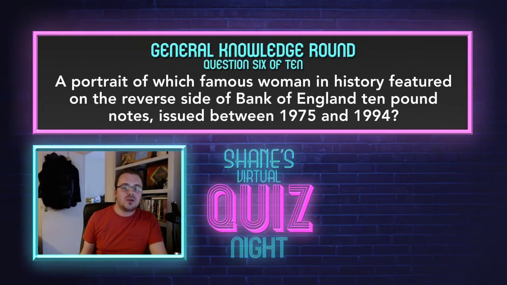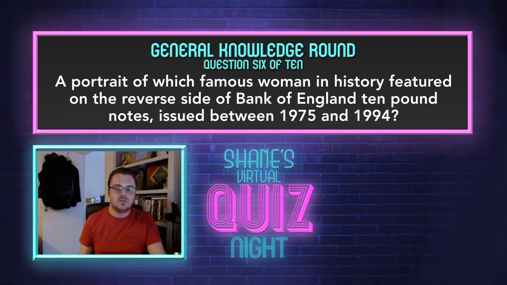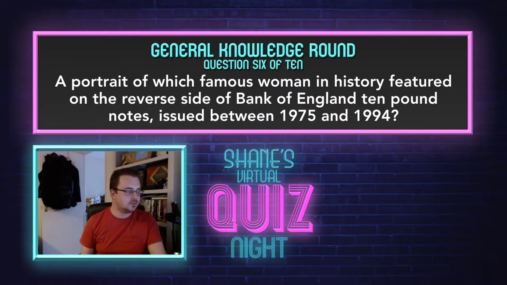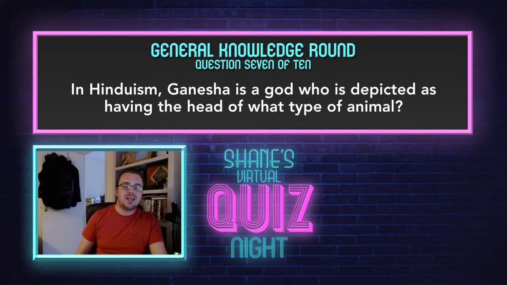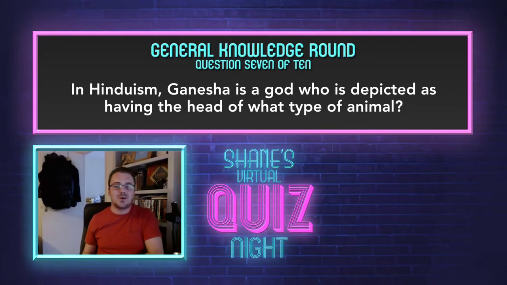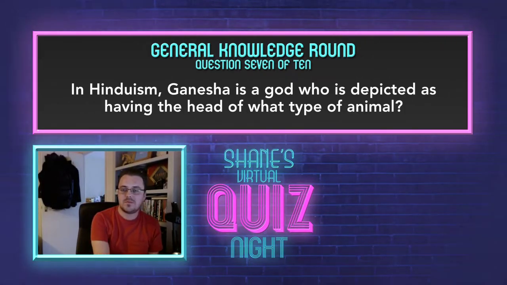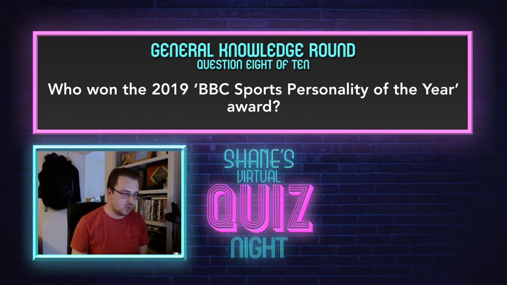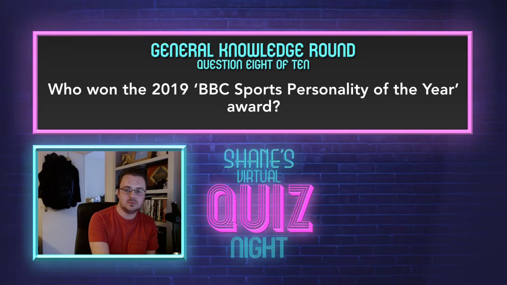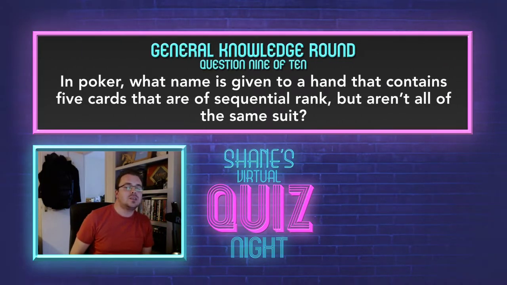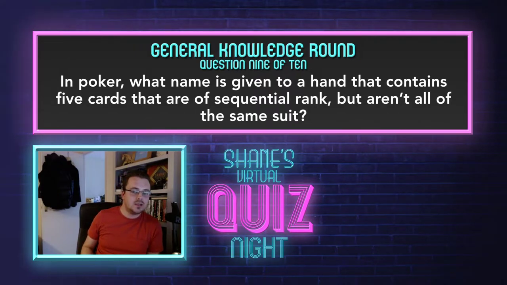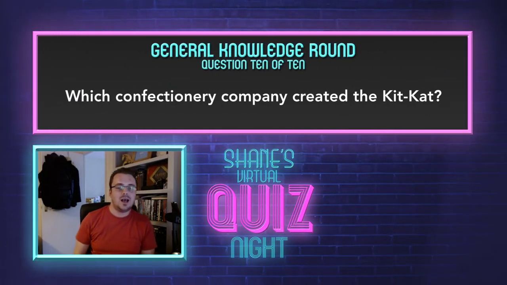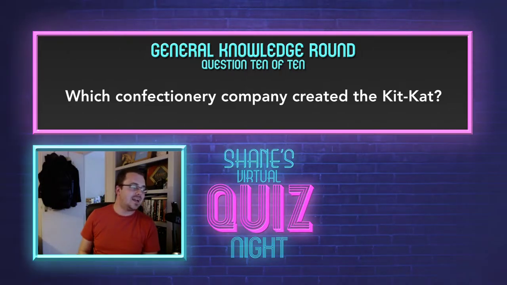Question six, a portrait of which famous woman in history featured on the reverse side of Bank of England £10 notes issued between 1975 and 1994? Question seven, in Hinduism, Ganesha is a god who is depicted as having the head of what type of animal? Question 8 was, who won the 2019 BBC Sports Personality of the Year award? Question 9 was, in poker, what name is given to a hand that contains 5 cards that are of sequential rank but aren't all of the same suit? And the last question was, which confectionery company created the Kit Kat?